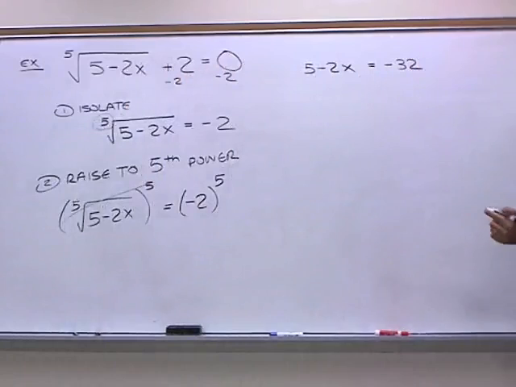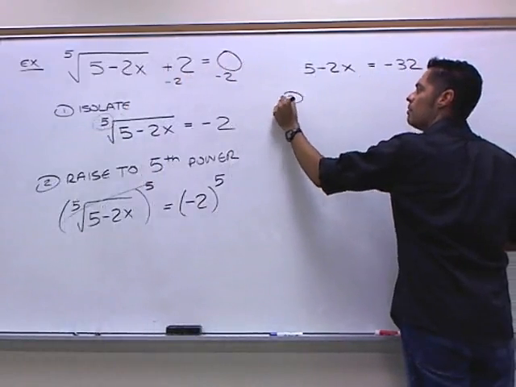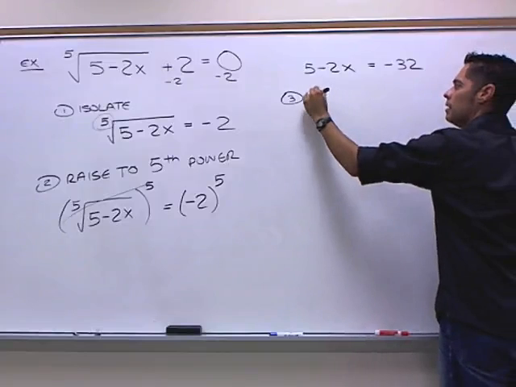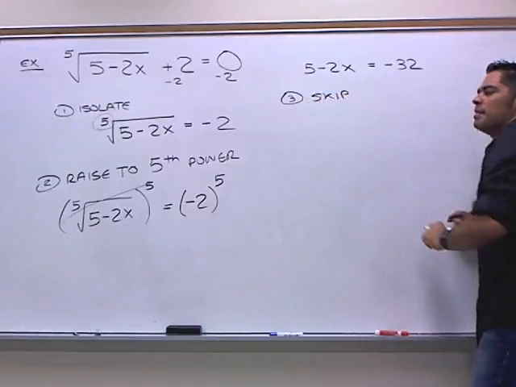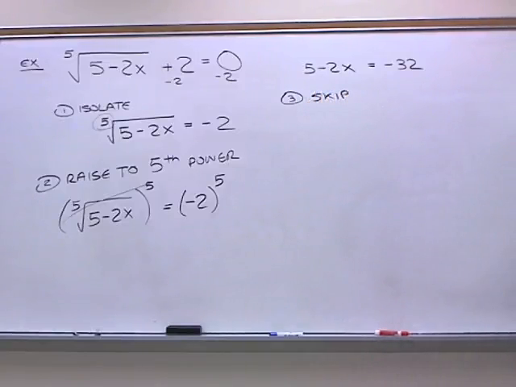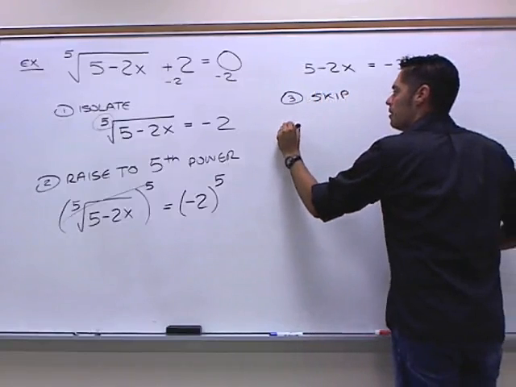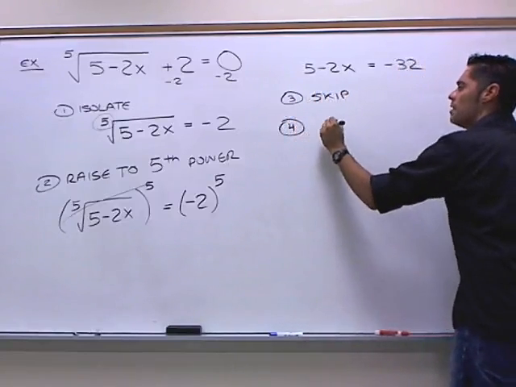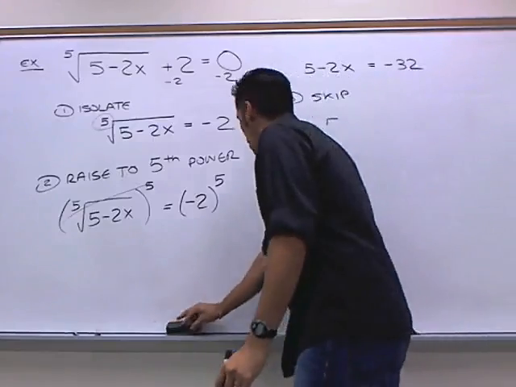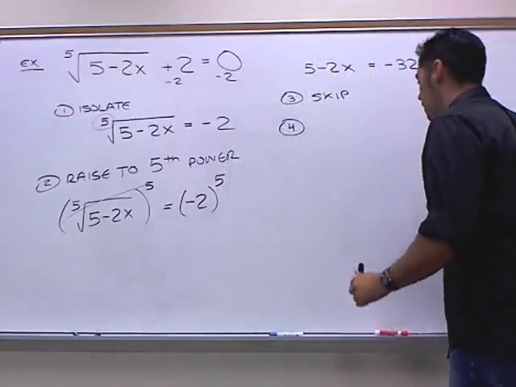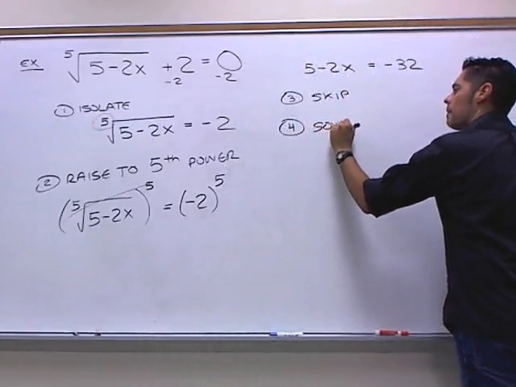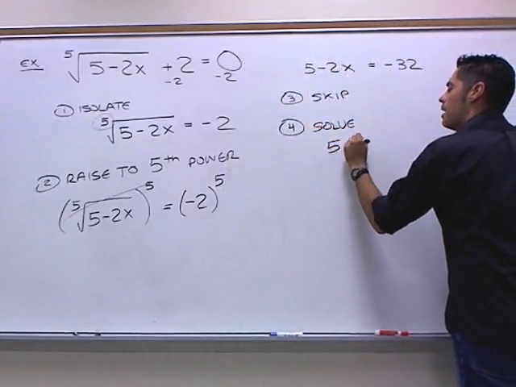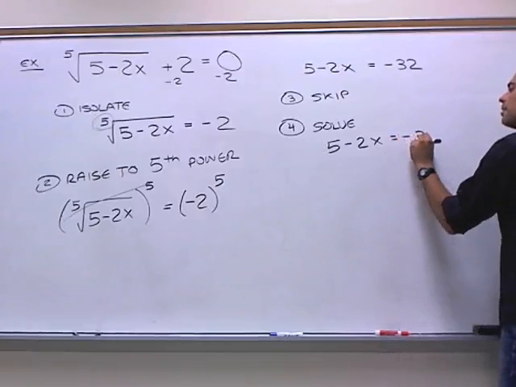Okay, step 3. Do you see any more radicals anywhere? No, we're going to skip. And again, this isn't going to happen to you in this class. We're going to be nice. Okay, step 4, solve this equation. 5 minus 2x equals -32.